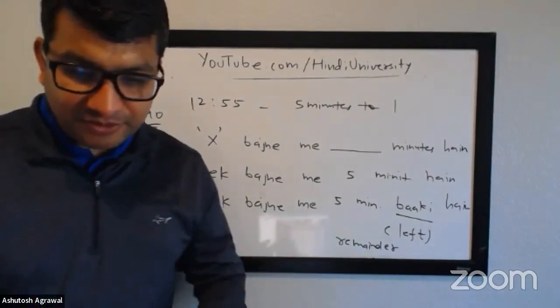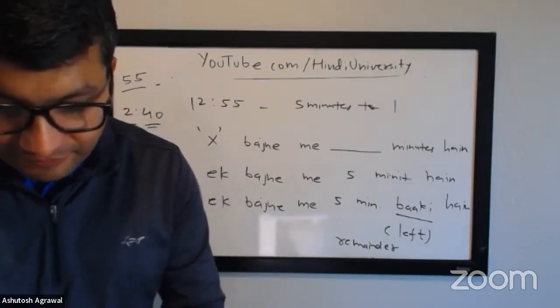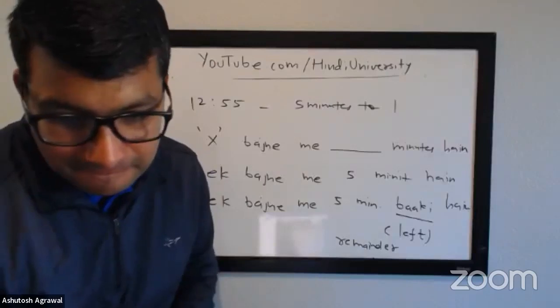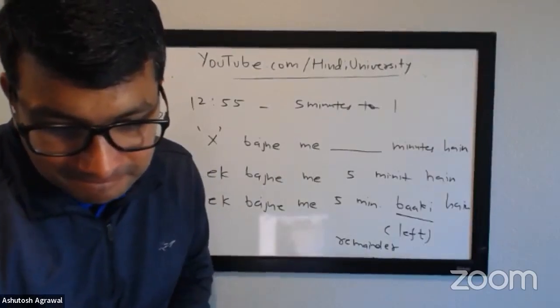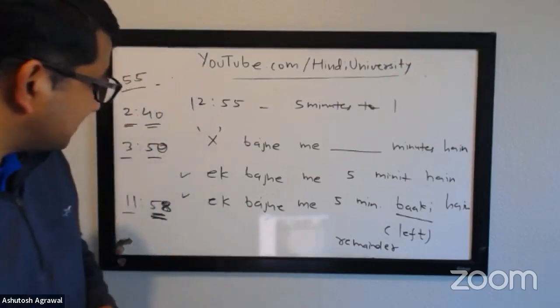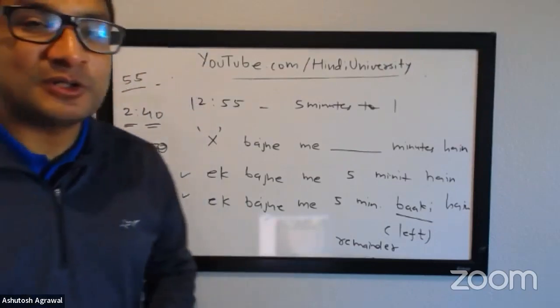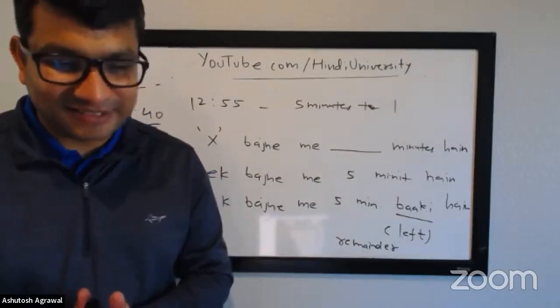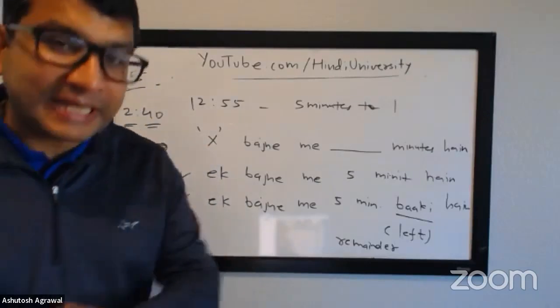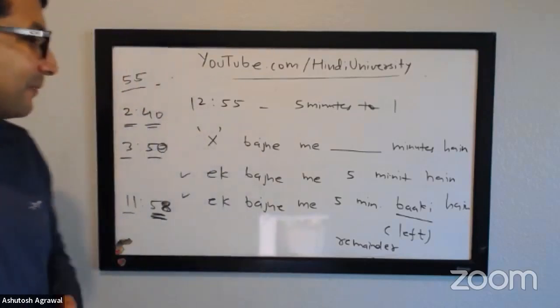So far, we have learned different ways of saying the time. Yes, Nandini ji. Does the time like bara, that doesn't go into oblique? It's not bare bajne mein. No, no, it will not go into oblique case, Nandini. It doesn't need to. It will remain as it is. Okay. Yeah, awesome. Now, the oblique case will come also. We'll cover that one.